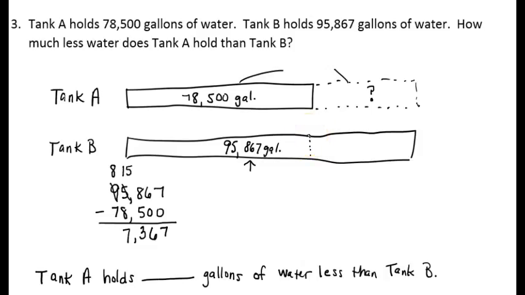80,000 minus 70,000 is 10,000. That means the missing piece is 17,367, and that tank A holds 17,367 gallons of water less than tank B.